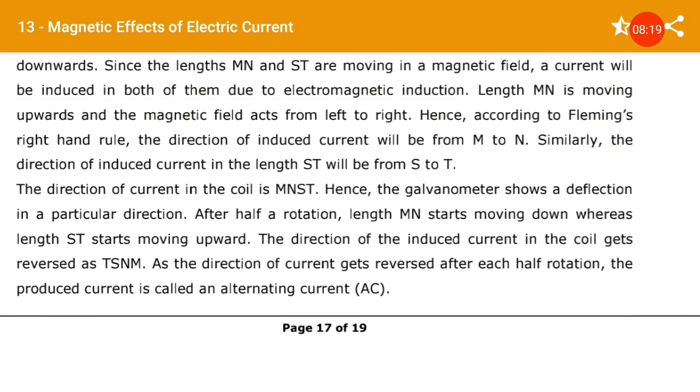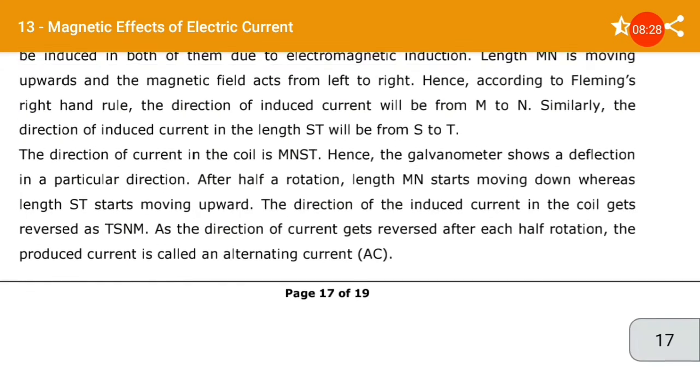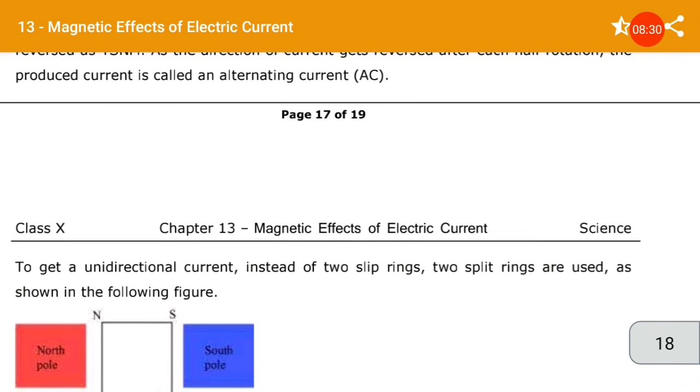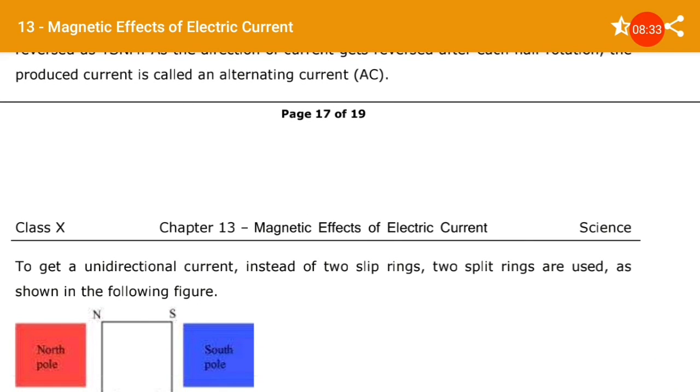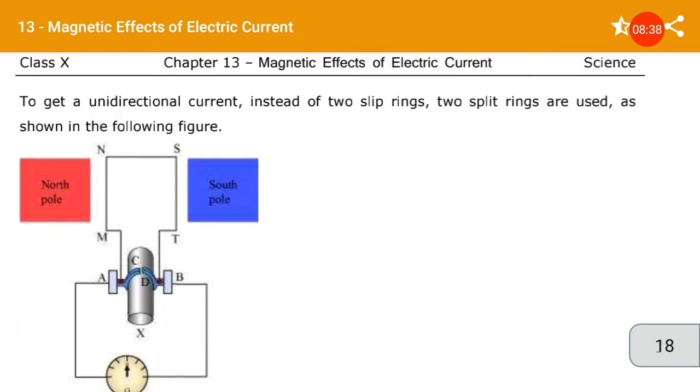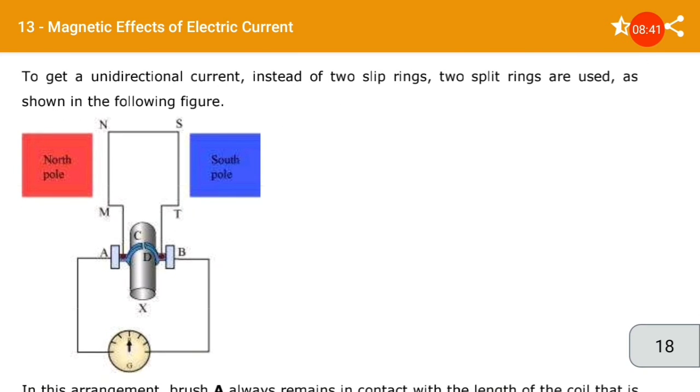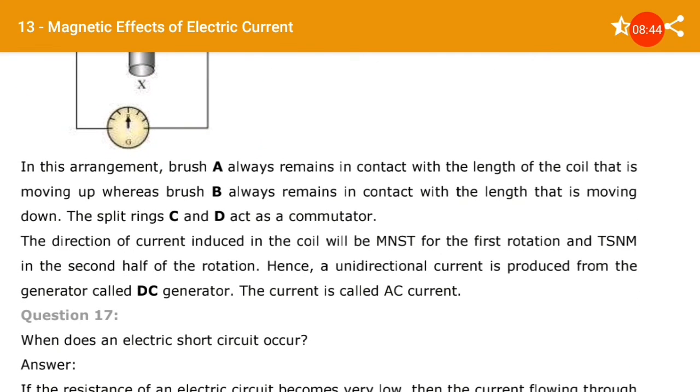So here we can say that the direction of the current in the coil is MNST, and then after it will change into TSMN. So it will be reversed. So to get unidirectional current, instead of two slip rings, two split rings are used, as you can see here. In the arrangement, brush A always remains in contact with the length of the coil that is moving up, whereas brush B always remains in contact with the length that is moving down. And the split rings C and D act as a commutator.